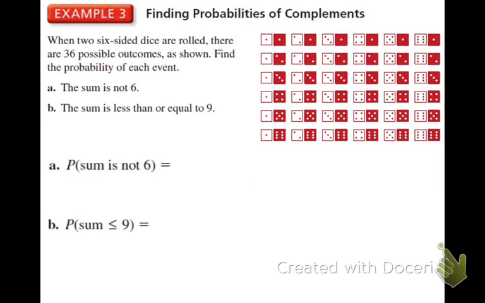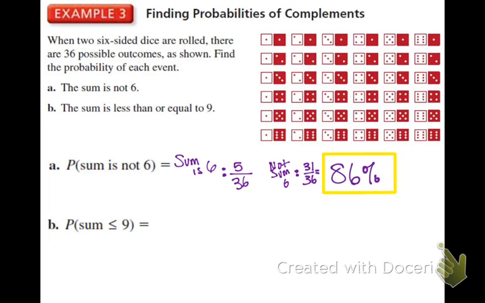All right. Find the probability that the sum is less than or equal to 9. So what numbers are less than or equal to 9? 9, 8, 7, 6. So we don't want 9, 8, 7, 6. That's ugly. 7, 6, 5, 4, 3, 2. There's not going to be a 1, but 1.